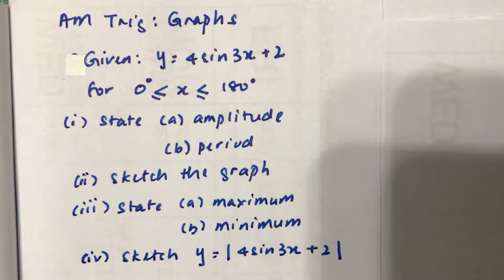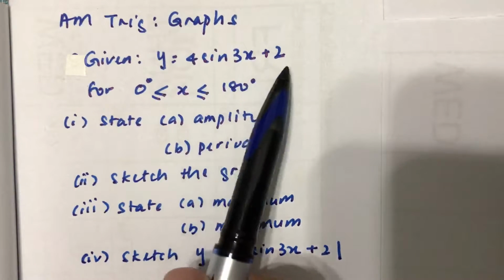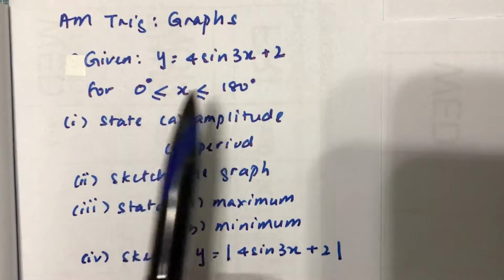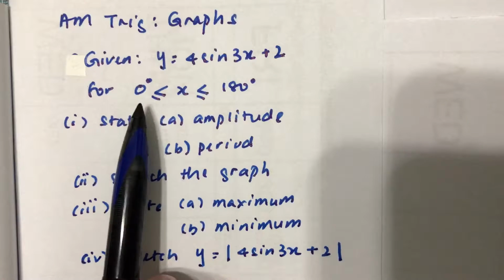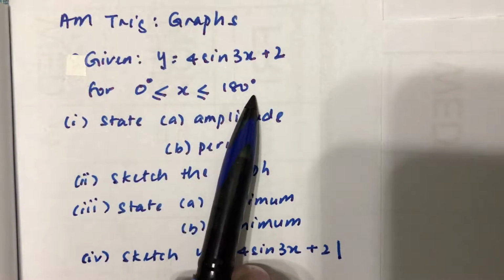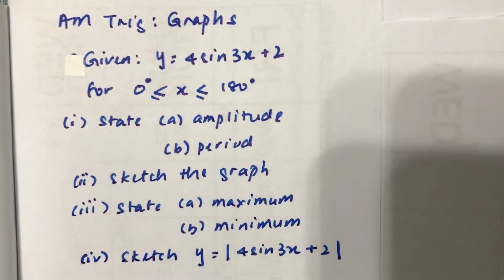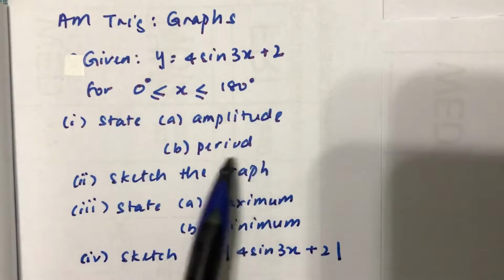Alright, today we're going to look at trigographs, and we are asked to find certain things related to it as well as to sketch it out. So the question given is y equals 4 sine 3x plus 2, and they're going to ask you to sketch, later on you'll see from here, between 0 and 180 degrees. I'll explain in a while what the significance of this is. So let's have a look at the first question.